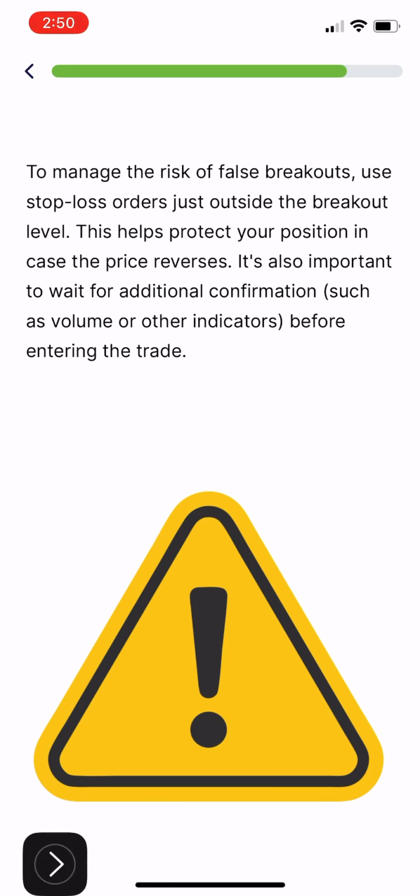To manage the risk of false breakouts, use stop-loss orders just outside the breakout level. This helps protect your position in case the price reverses. It's also important to wait for additional confirmation, such as volume or other indicators before entering the trade.